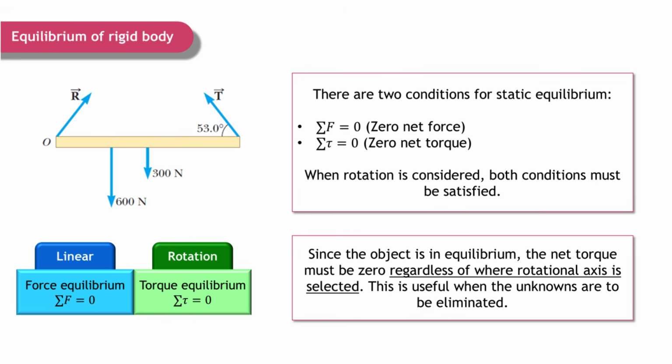For a rigid body to be in static equilibrium, two conditions must be satisfied. First, the net force must be zero, so the object has no linear acceleration. Second, the net torque must also be zero, so the object does not rotate. When solving equilibrium problems, both conditions must be applied together. One useful point to remember is that if an object is in equilibrium, the net torque is zero about any chosen rotational axis. This allows us to select the most convenient axis to simplify our calculations by eliminating unknown forces.